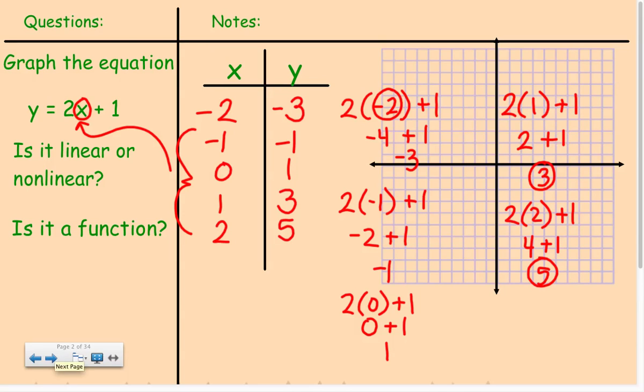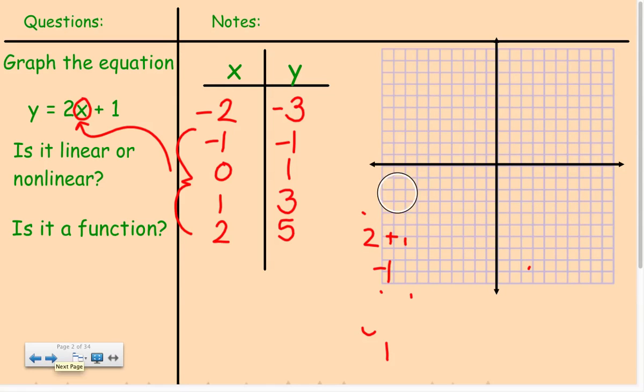Okay, so all of these things I have in the table now are coordinate points, and I am able to graph all of them. That's what's going to help me figure out if my graph is linear or nonlinear. So let's start with the first coordinate point. Negative 2, negative 3. Remember, we always go left and right, then up and down. So left 2, down 3. I don't need to label them, just put the dot. Negative 1, negative 1, 0, 1, 1, 3, and 2, 5. 1, 2, 3, 4, 5. Oops, one more.